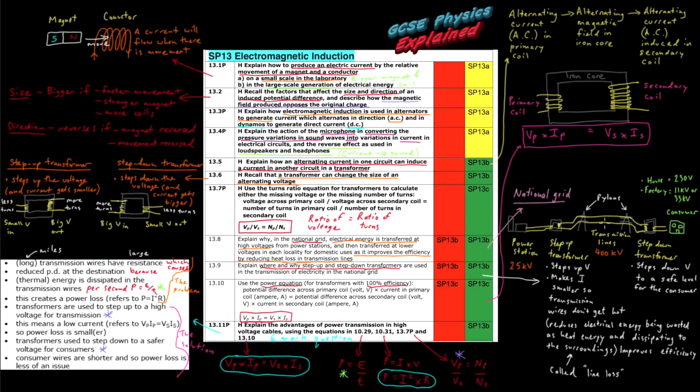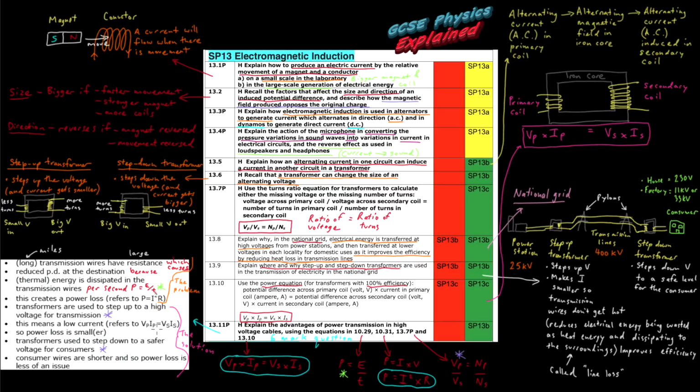Now how do you say that to the examiner? You tell them transformers are used to step up to a high voltage for the transmission. So you could use this equation at that point. Ratio of the voltages is the same as the ratio of the number of turns. So this means you'll get a low current if you've stepped the voltage up.